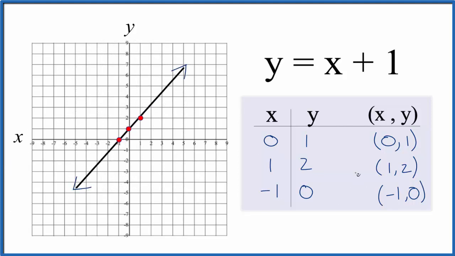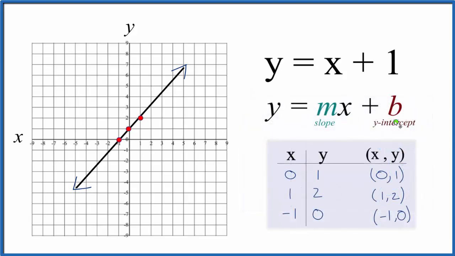So now we can check our work with the slope-intercept formula. So we have y equals mx plus b. b is the y-intercept. It's where our line is going to go through the y-axis, and that's 1. So we go to the y-axis and we find 1 right there.